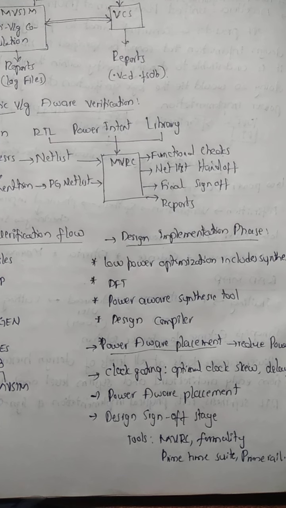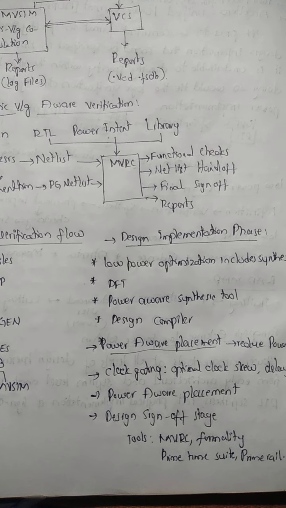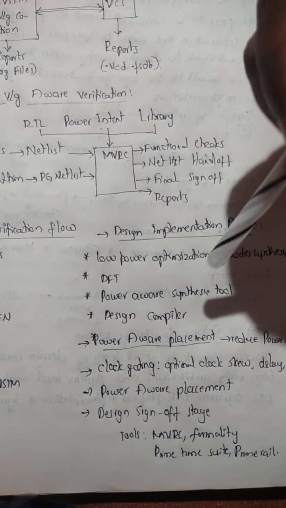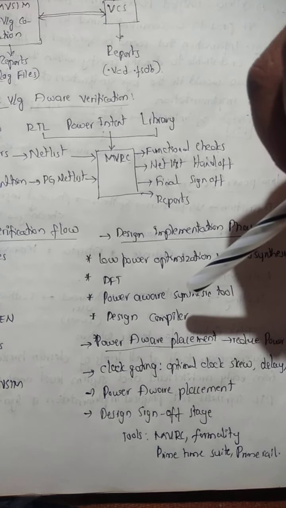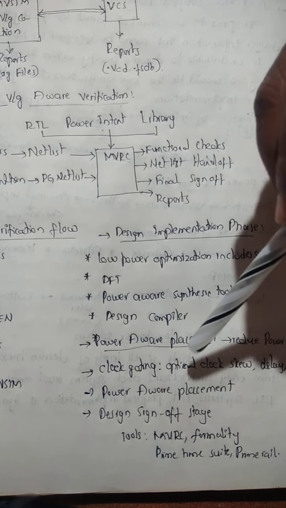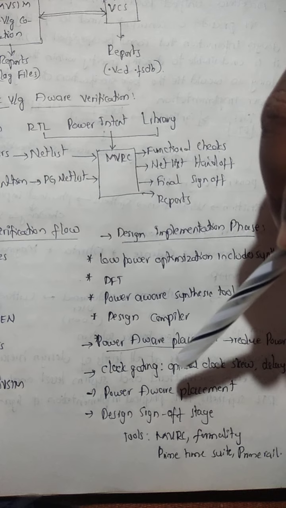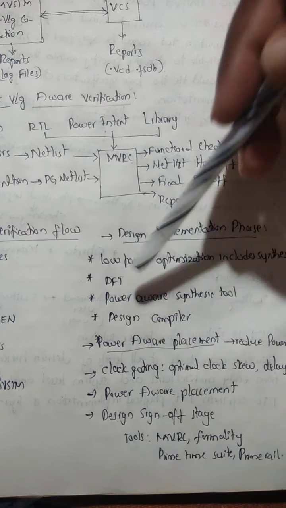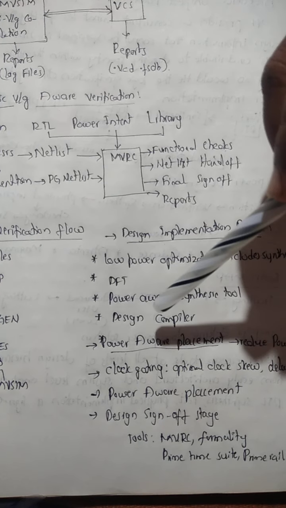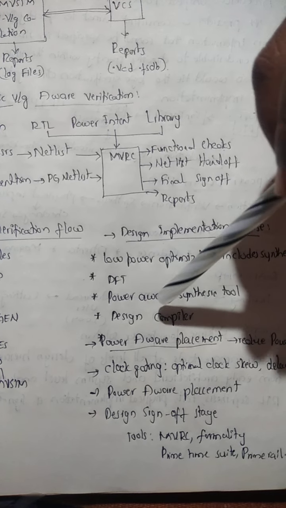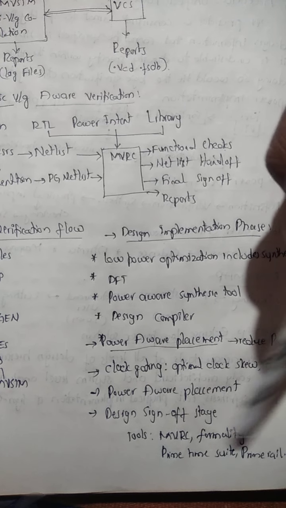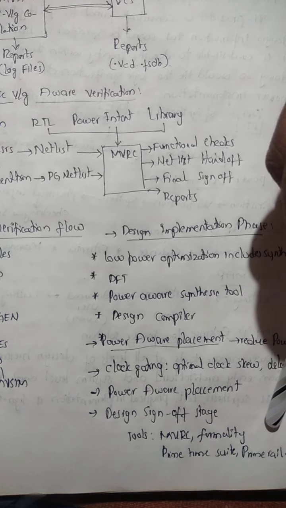Next we go for the design sign off stage. Here it does the comparison of the original RTL and UPF files with the final verification of the final PG pin netlist. Particularly, the tools we are going to make use of are MVRC, Formality, PrimeTime suite, and PrimeRail.